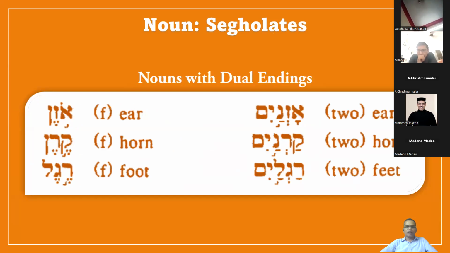And then dual nouns. There are also segolates here. For example, feminine singular nouns referring to parts of the body appearing in pairs are also segolates in many cases. When they become plural, there is no plural form for them; there is a dual ending for them. The dual ending will be there, with accented pataḥ, yod, hireq, and vowel changes.